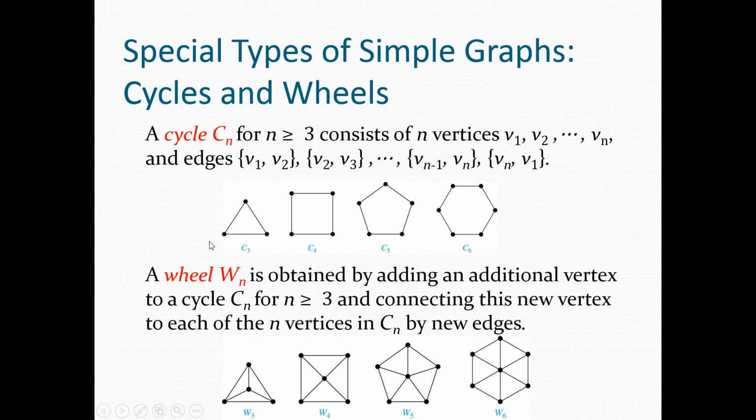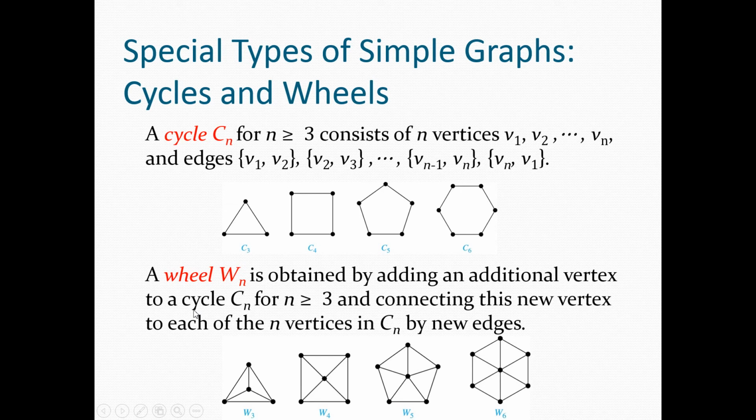So this is C3. The first vertex is joined to second, second to third, and third to one. Okay, so no more lines, no extra line. So first joined to second, second to third, third to fourth, and so on. So 1 to 2, 2 to 3, 3 to 4, 4 to 5, and 5 to 1. So the nth must be joined to 1. Similarly, if this is vertex 1, 1 to 2, 2 to 3, 3 to 4, 4 to 5, 5 to 6, 6 to 1. Okay. So this is the cyclic graph.